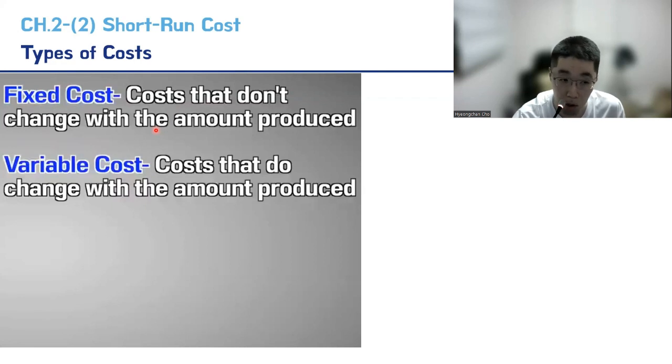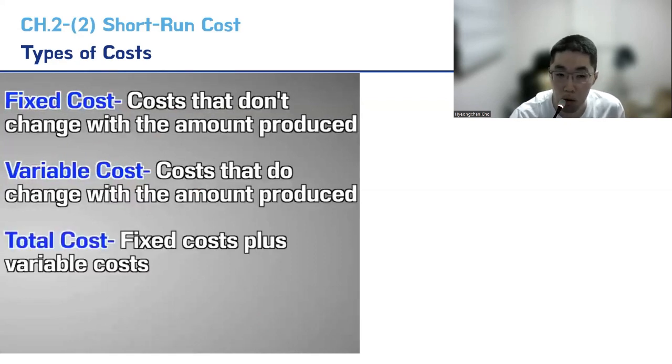Okay. The variable costs do change with the amount produced. So if you produce more output, you're going to need more resources. Raw materials, labor, and electricity are all examples of variable resources, and that is the variable cost. Okay? Right? So let's move on to the next.